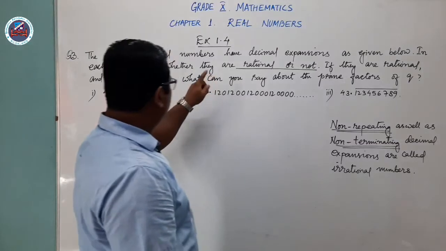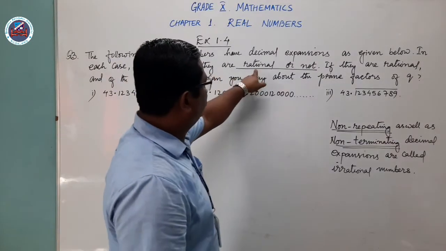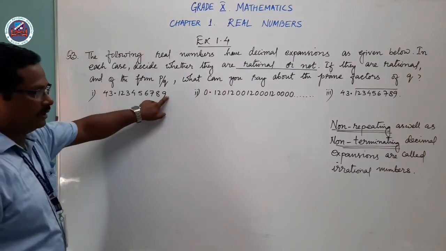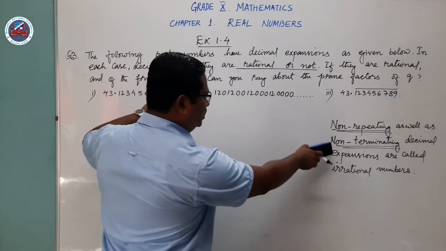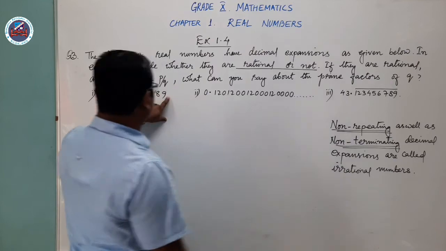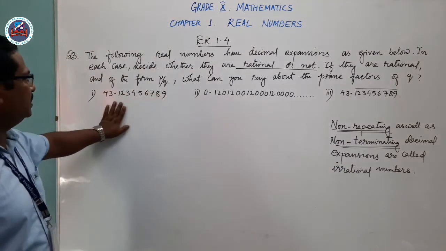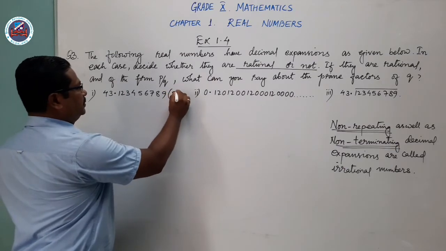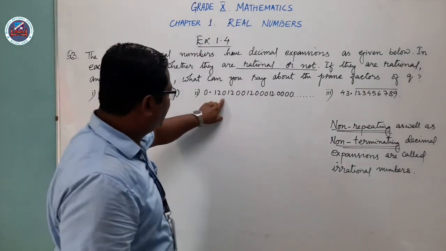So first of all, our work is to choose which is rational and which is irrational. Look here, it is terminating. We require non-terminating, non-repeating for an irrational number. So since it is terminating, it is a rational number. First of all, this is a rational number. Now let us see the second one.